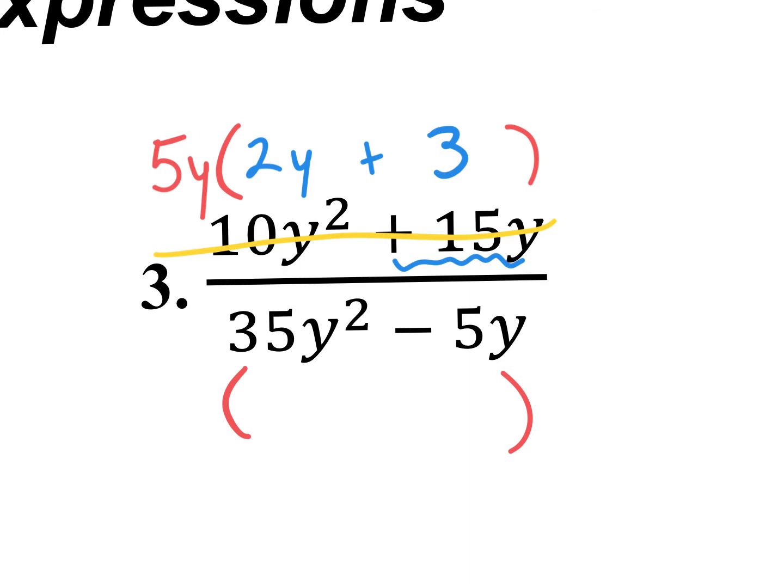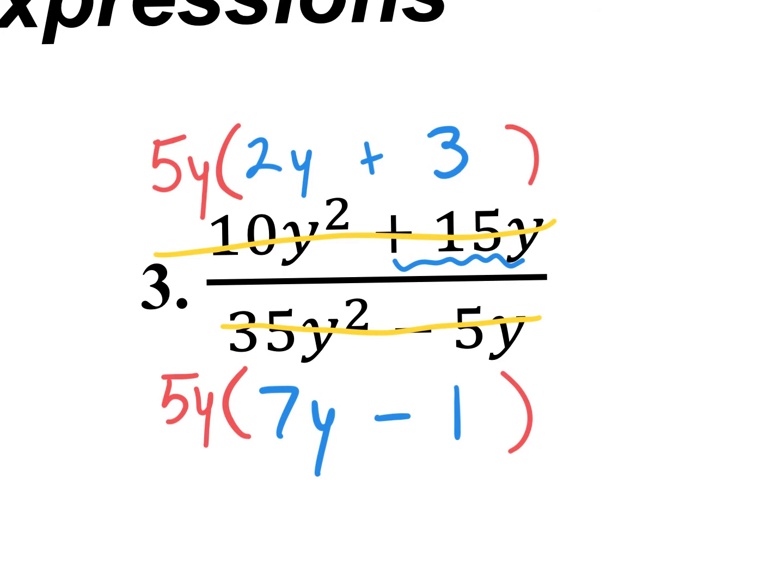Same for the bottom. I could pull out a 5 and also a y. And what will I have left? 5y times 7y will give me the above 35y squared, and 5y times negative 1 will get us that negative 5y. So again, I'm going to put a line through this so I don't get confused. I've already rewritten it as the below factored form.